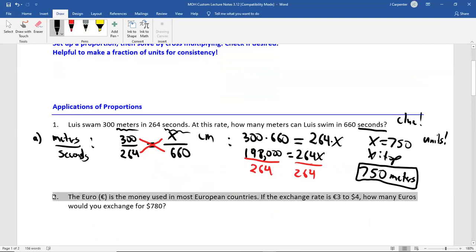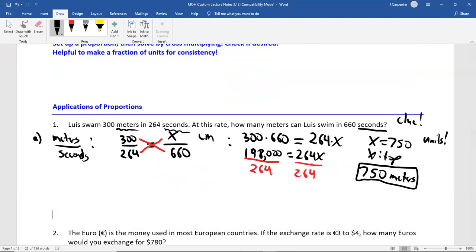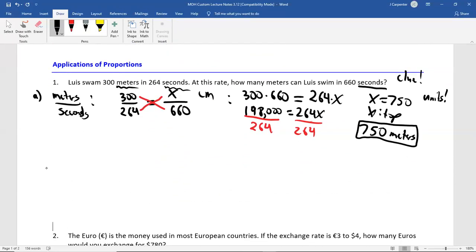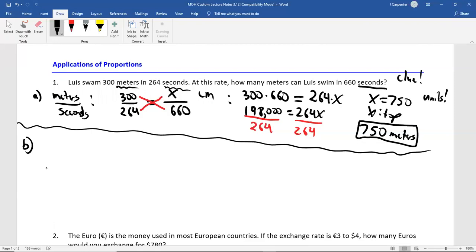Okay, so that was method A. Let's try this another way. Instead of doing meters over seconds, let's buck the trend: seconds over meters.